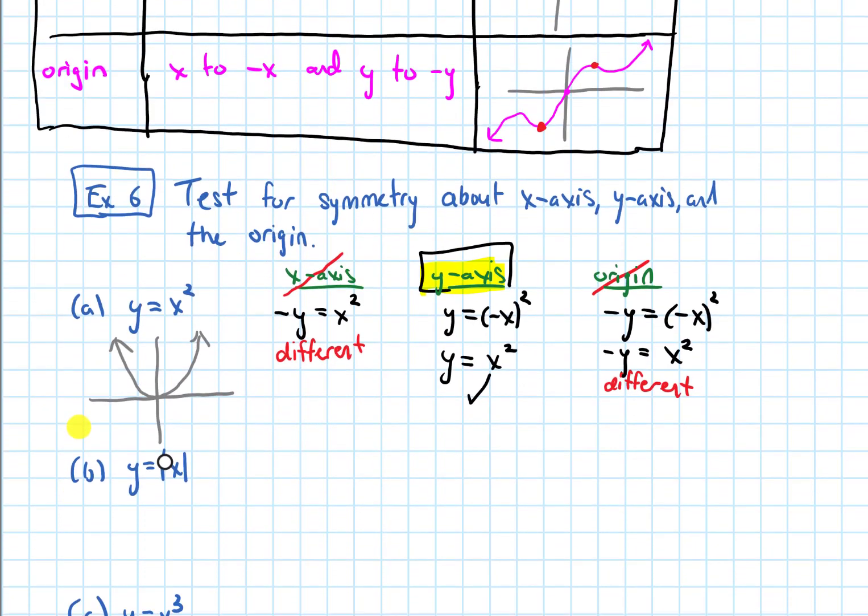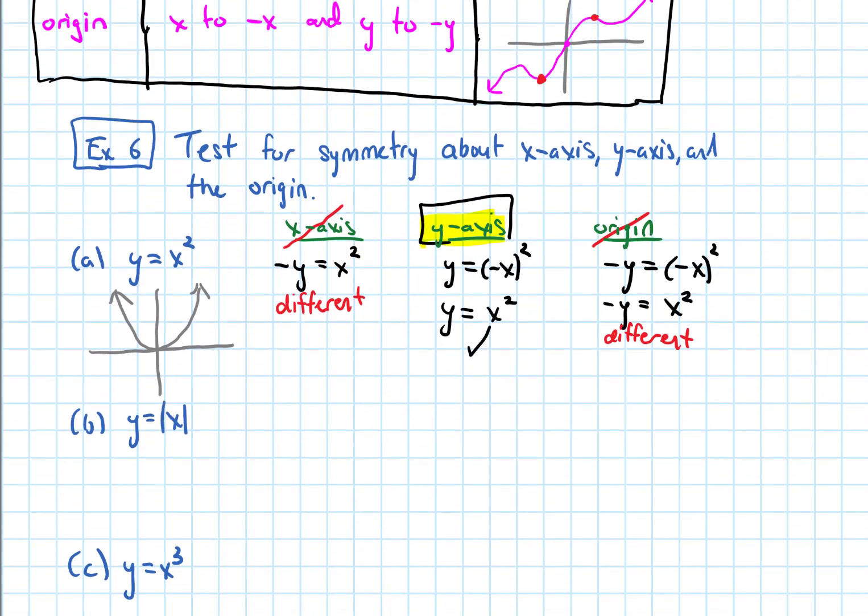Okay, let's do another one. Let's test y equals absolute value of x. So let's test it about the x-axis, the y-axis, and then we'll do origin. So for the x-axis, I change the y to a negative y. Okay, negative y equals absolute value of x. And that is different. So it's not symmetric by the x-axis.